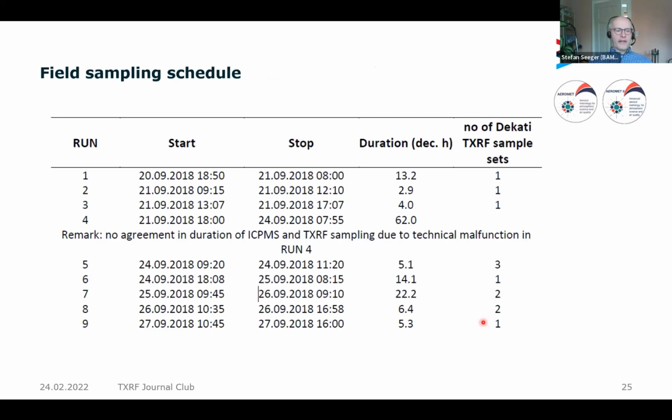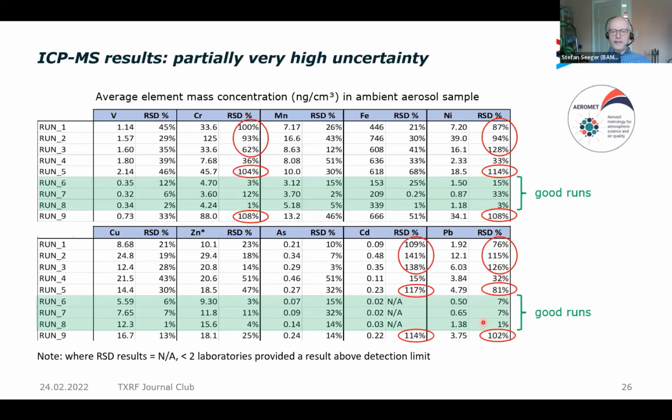I have to say that the field sampling schedule comprised up to 9 runs of different lengths, where we collected on one hand on filters, on the other hand on the cascade impactors. And well, sometimes you may face that even with the standard methods, there are problems, such as in the field campaign in Casino. You see that the ICP-MS results showed very large uncertainties for several runs due to the fact that we had the misfortune of contaminated filters.